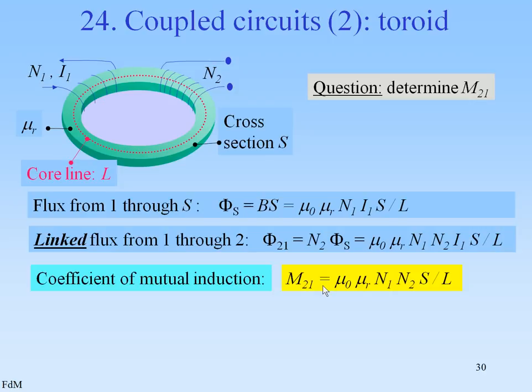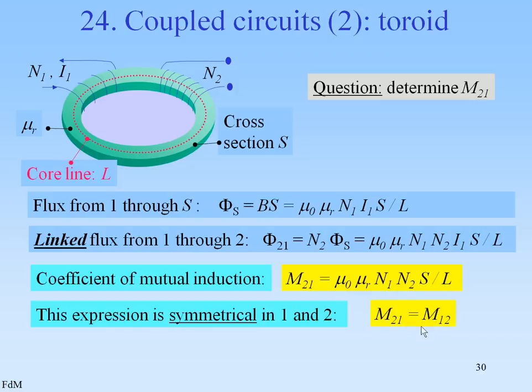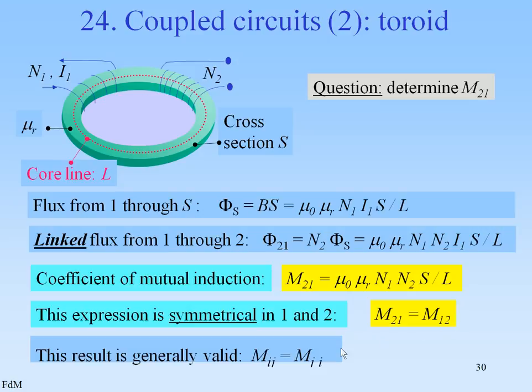Now we can calculate the coefficient of mutual induction M2 by 1, originated by 1, is μ0 μR N1 N2 times S over L. And as you can see, this expression is symmetrical in 1 and 2. So the mutual induction is symmetrical. And this result is generally valid. M ij is M ji.